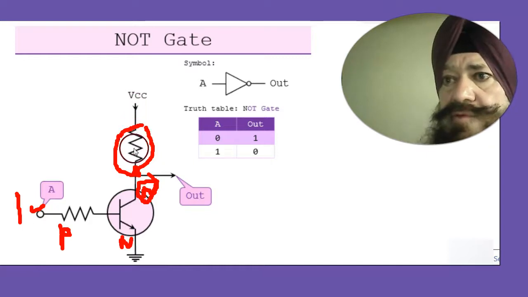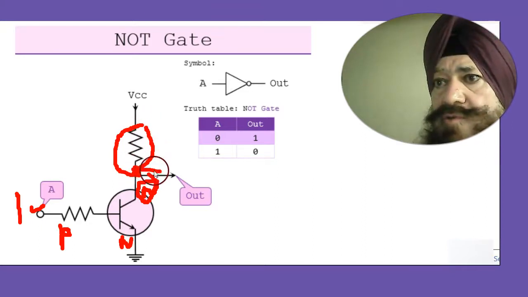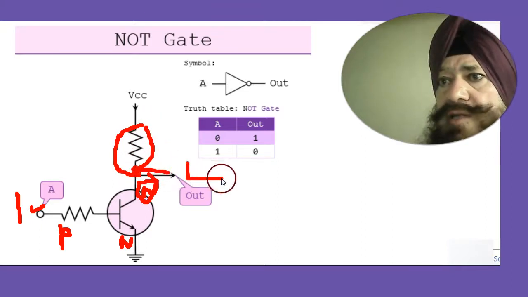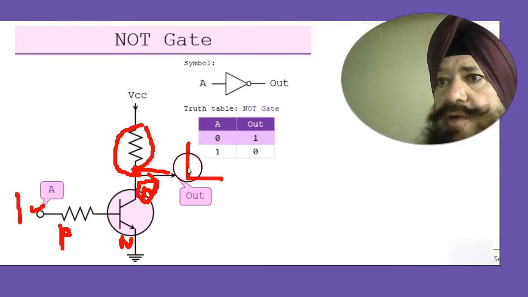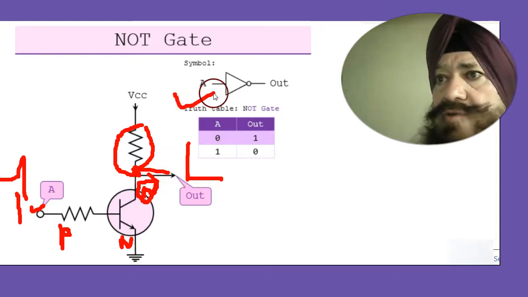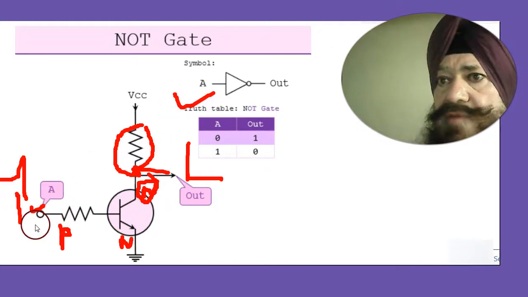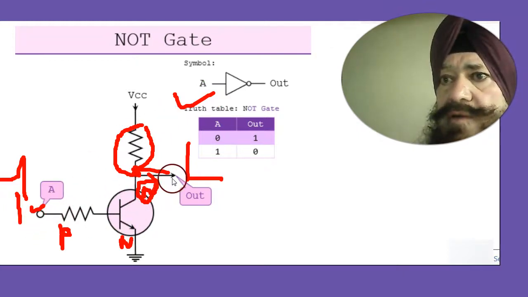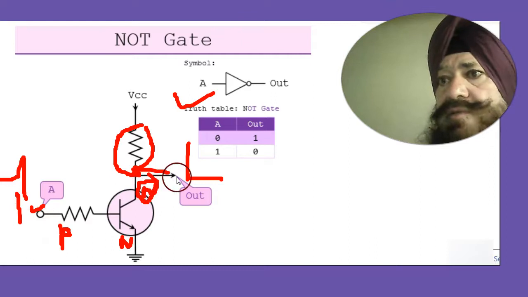The current flows through the resistor. Now when the current flows through the resistor, this node comes to low potential. When this is high, this will be low. Hence the explanation of the NOT gate. If this is high, this will be low. If this is low, this will be high. Okay, thank you.